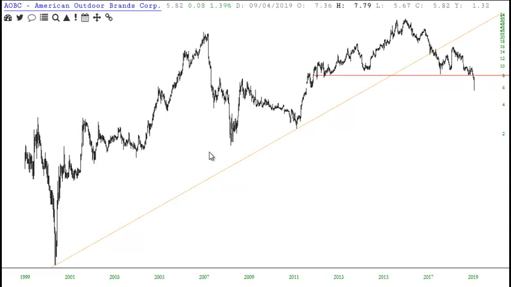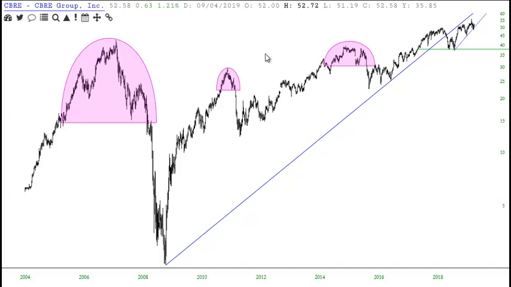Now on to some regular equities. Here's AOBC, American Outdoor Brands. A very large pattern right here. And the neckline in this instance is at 8.13. So this has already started falling. If it retraced anywhere close to that neckline, it would be a very appealing prospective short.